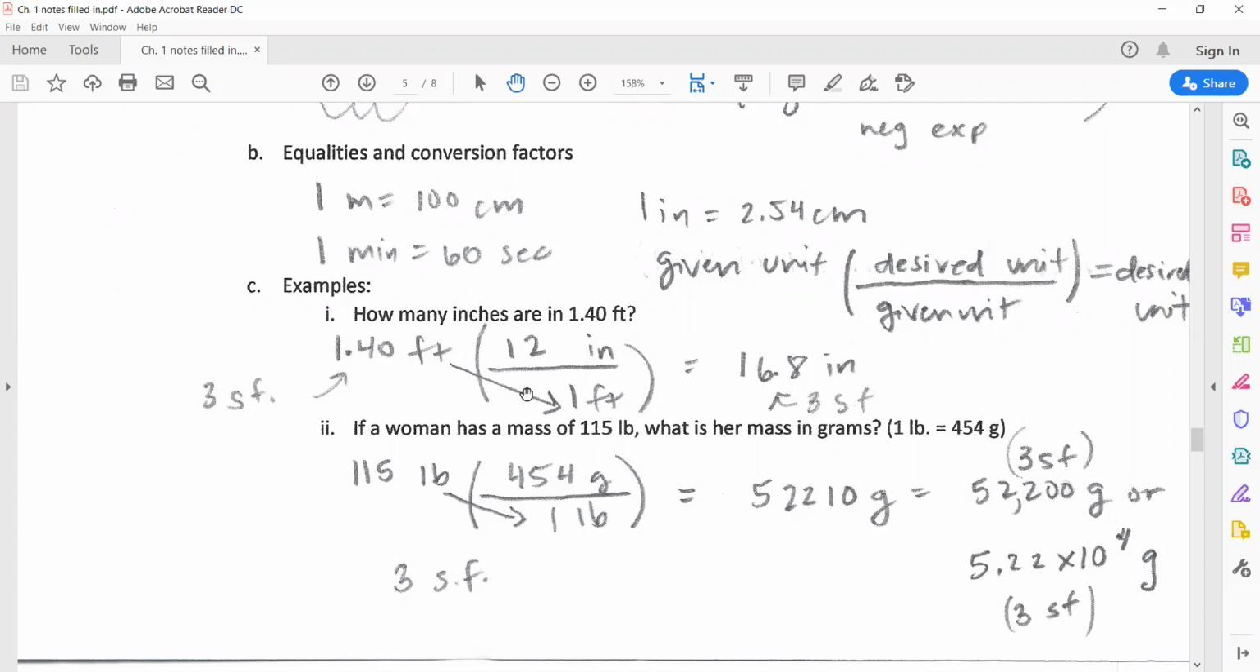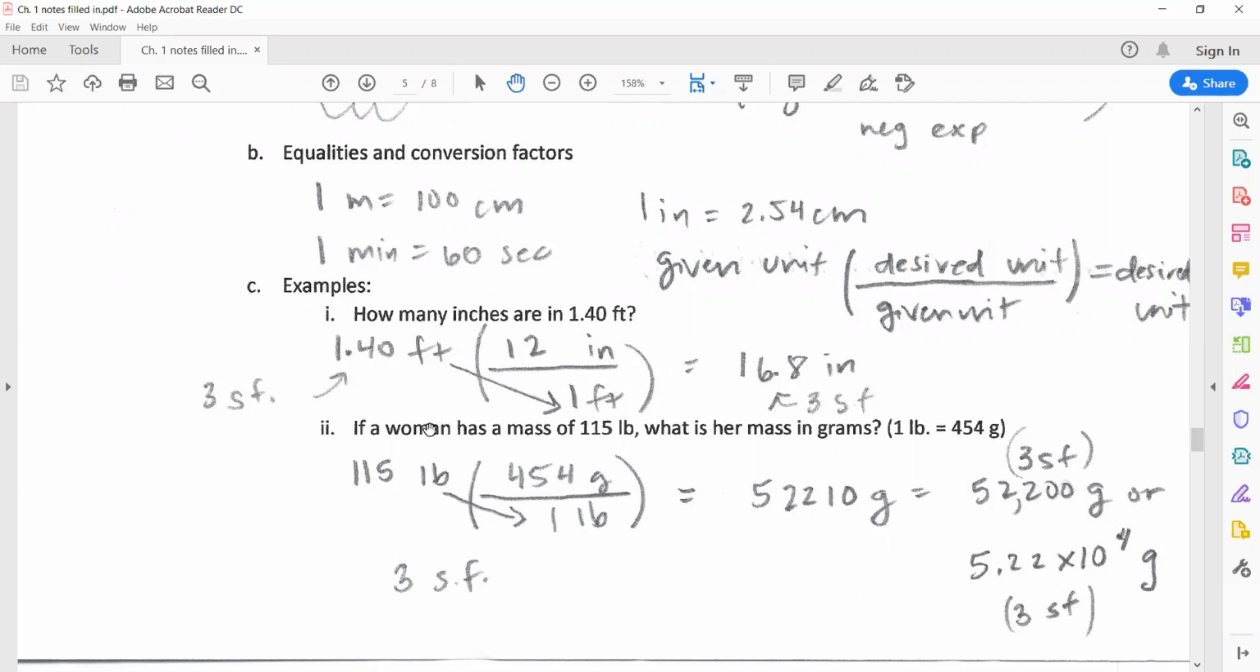Sig figs wise, the conversion factors are pretty much always going to be assumed to be exact. I'll tell you when that's not the case. So you don't look at those sig figs. You look at your beginning measurement. 1.40 has 3 sig figs based on our rules, so our answer can also have 3 sig figs.